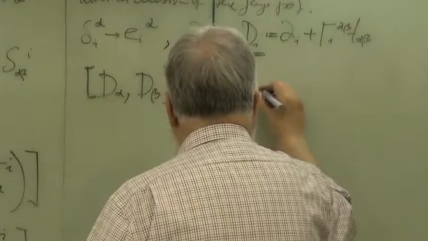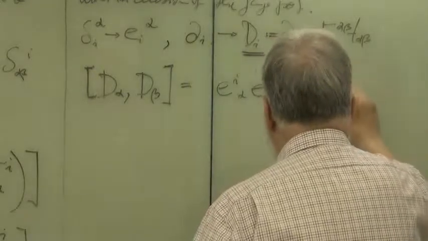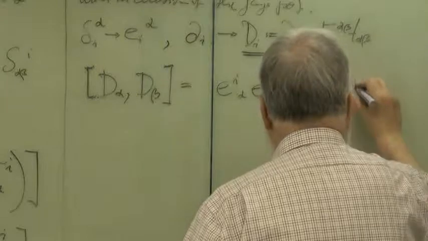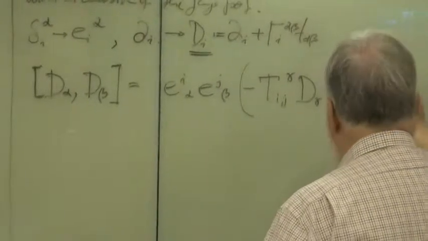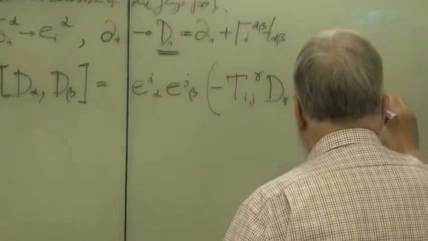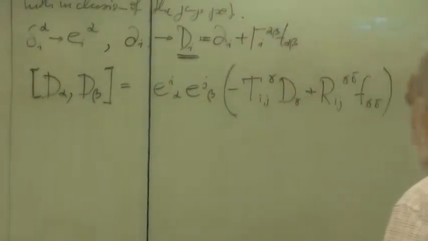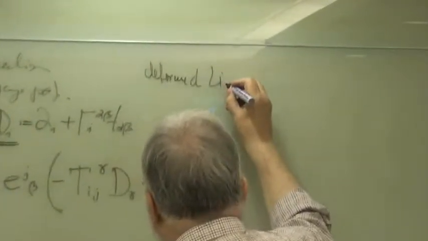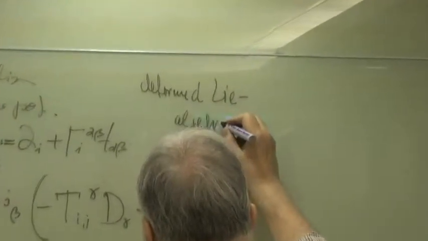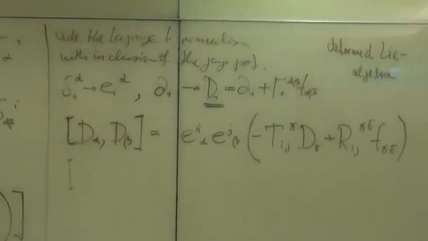It's e I alpha, e j beta. And here we have now minus torsion ij gamma times e gamma plus curvature R ij gamma delta times F gamma delta. This is unique in physics, that the Lie algebra in the gauge theory gets deformed. This is what we call a deformed Lie algebra. Just a nice word. And this is also by some mathematicians that have looked into these questions. And the deformed commutator, well, this deformation is smooth.